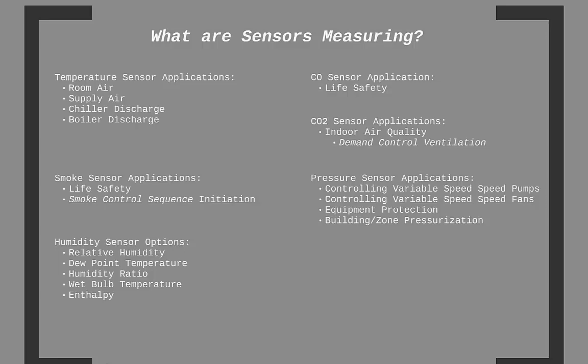And lastly, flow sensors can be used in a variety of ways. For one, they can be used for metering purposes, such as how much natural gas, steam, or chilled water from a centralized generation system is entering the building. They can also be used to prove flow.